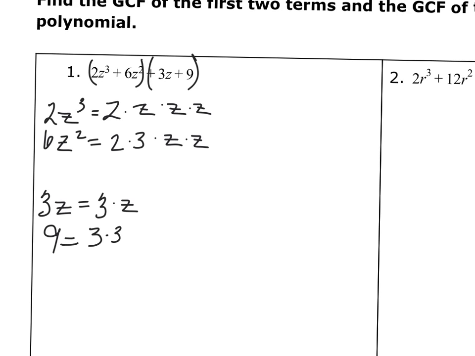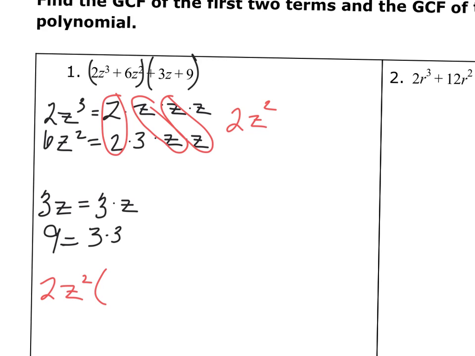So let's do the first set. 2z cubed and 6z squared. What factors do those two terms have in common? 2's and then z's. So they have 2z squared in common, right? All right, so I'm going to write that down here at the bottom: 2z squared. And then what's left over in that first term? z. And what's left over in the second term? So plus 3.